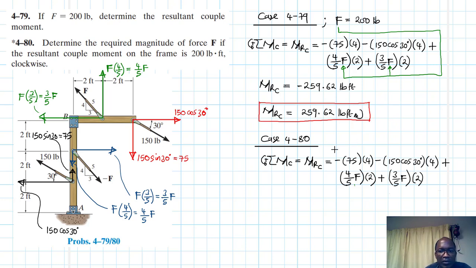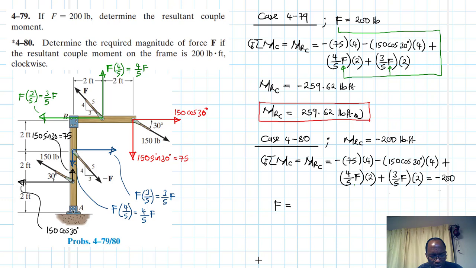But here they've given us the resultant. The resultant couple moment is equal to negative 200 pounds-feet. So if this is the case, then we can make F subject to the formula. Great. So let's do so.